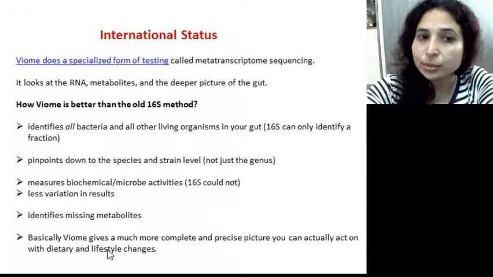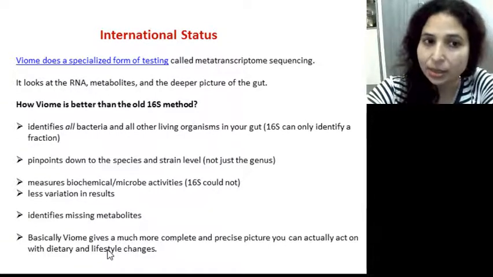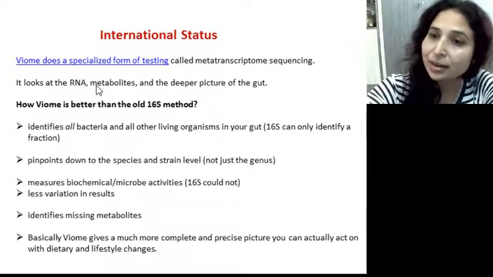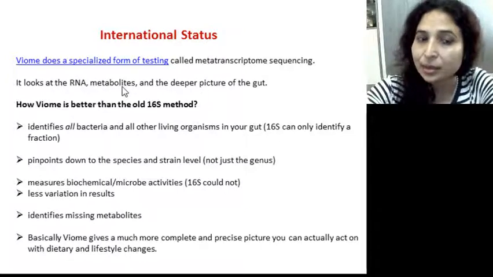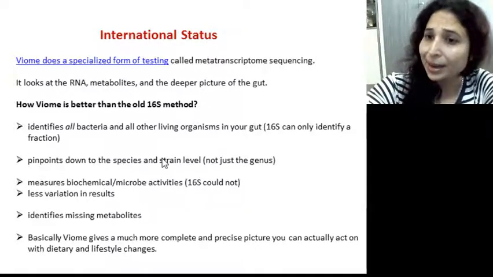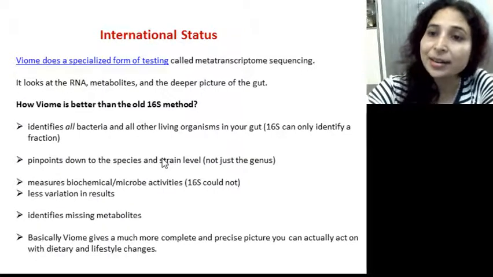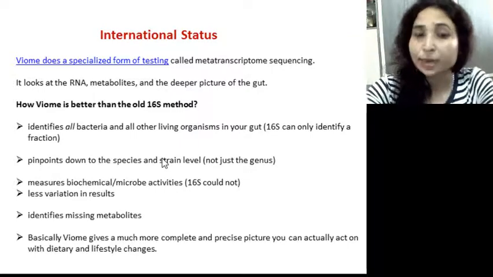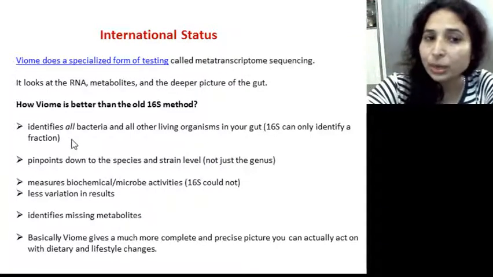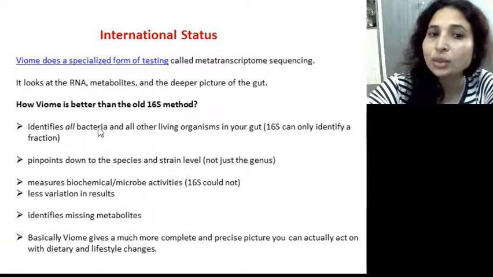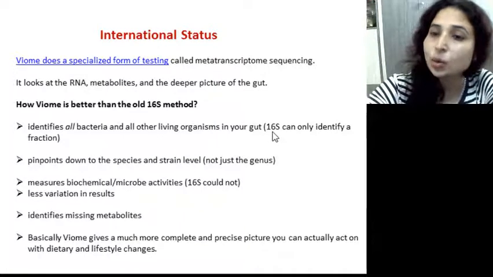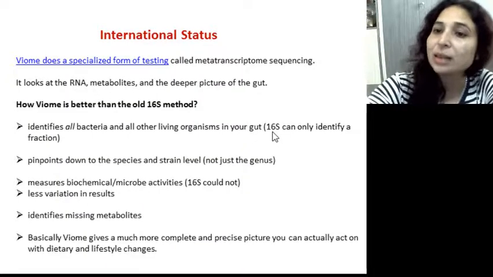Viome uses a technique called metatranscriptome sequencing. It looks into not only the RNA but the expression of the RNA and metabolites in the gut, and it compares this method with the 16S rRNA sequencing method that is conventionally used for detection of microorganisms. Viome claims that they can identify all the bacteria and all other living organisms in the gut, whereas 16S can only identify a fraction of these microorganisms in the gut.